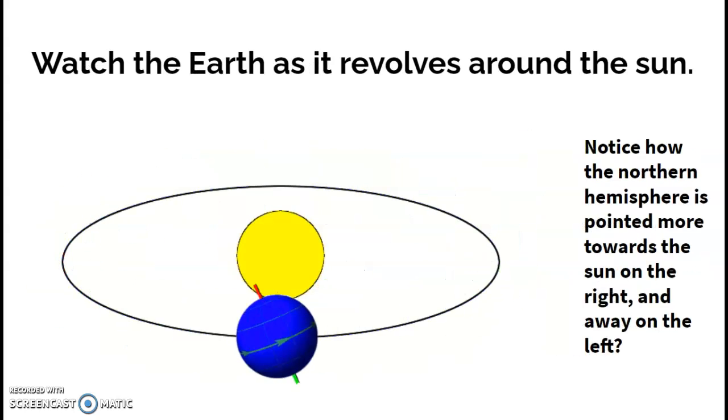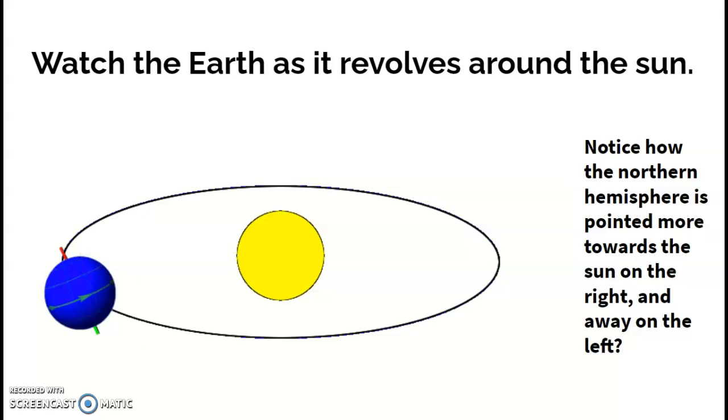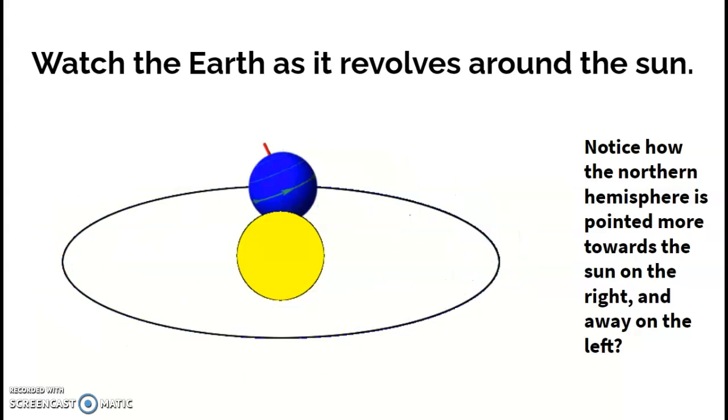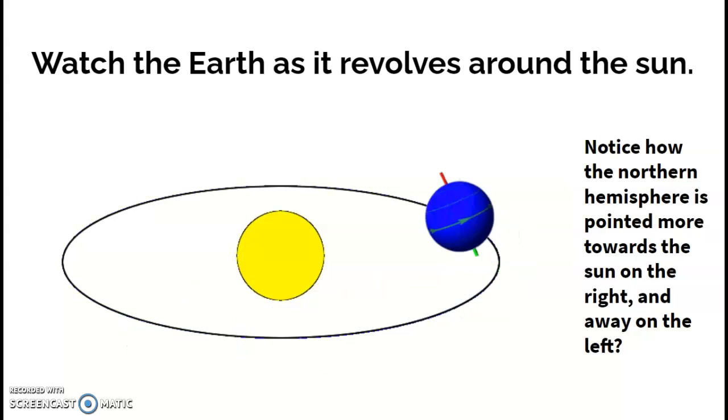Watch the Earth as it revolves around the sun, and you can see what's happening. Notice how the northern hemisphere is pointed more towards the sun when it's on the right, and more away from the sun when it's on the left.